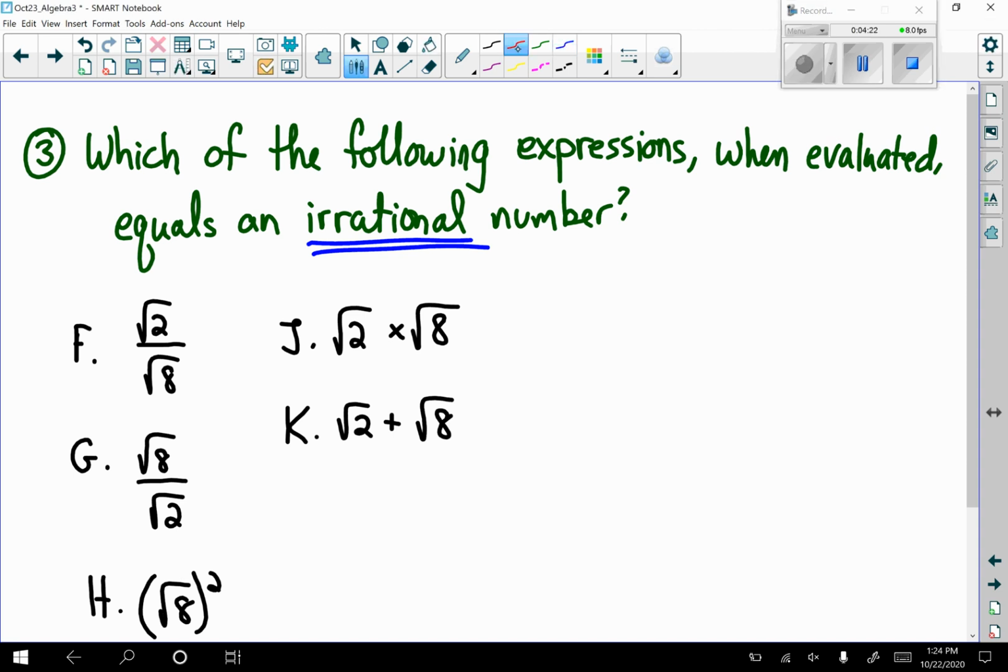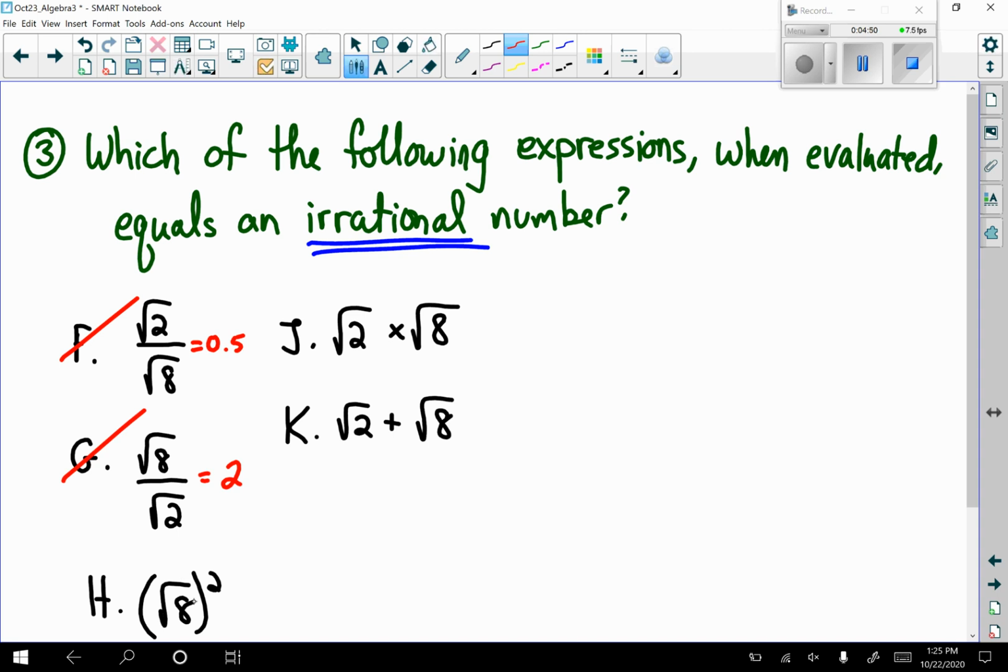All right, we just have to go through the process here for each one. If you were to type all these in on a calculator very carefully, square root of 2 over square root of 8 turns out to be 0.5. That is a decimal that ends, so that is a rational number, not irrational. So it's not F. Likewise here, if we type in square root of 8 divided by square root of 2, we just get a 2. Definitely not an irrational number.